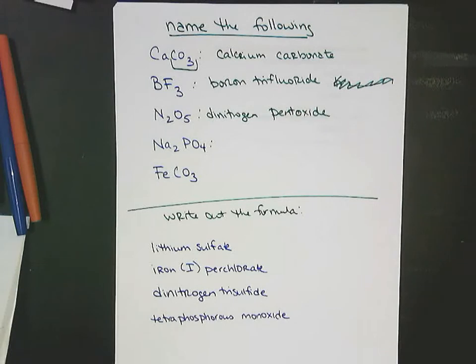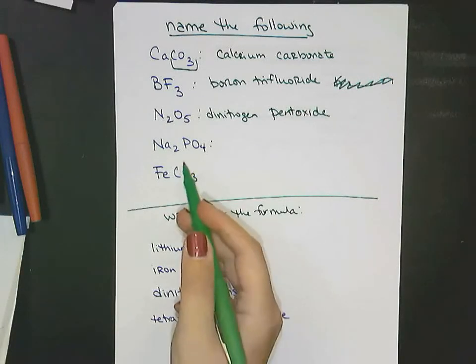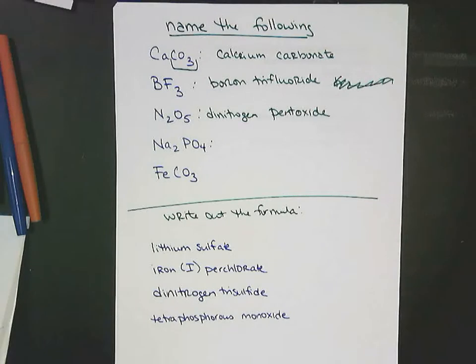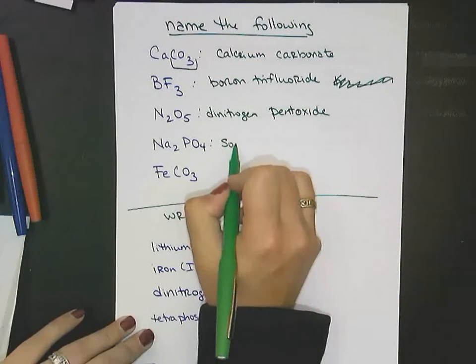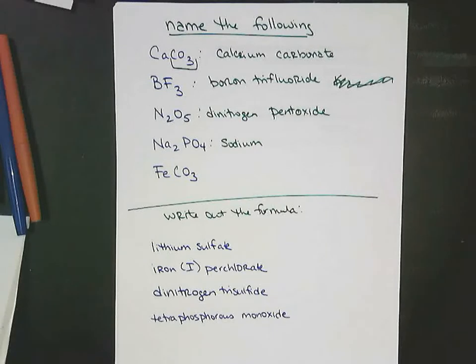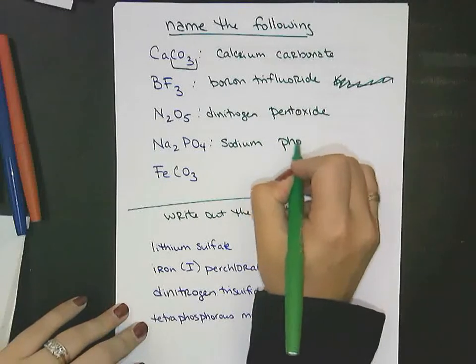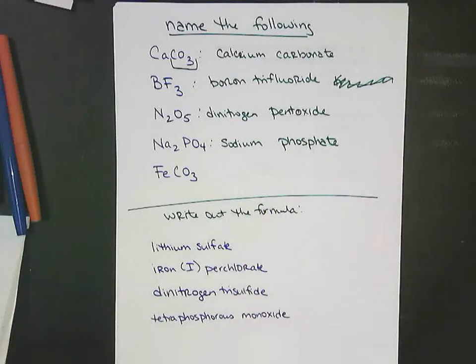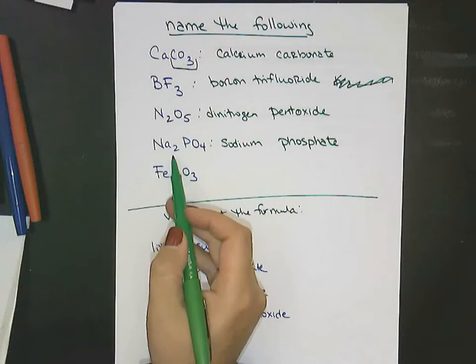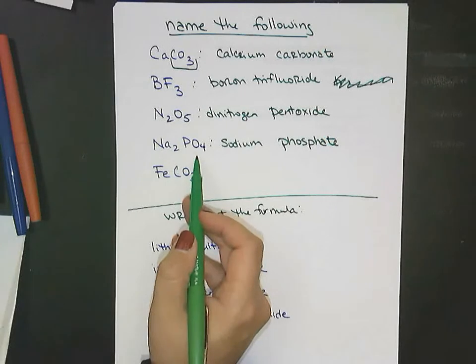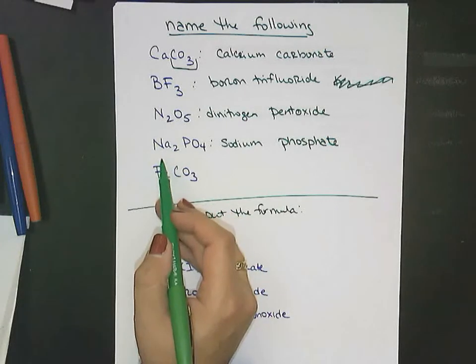What about this guy, ionic or molecular? Ionic, so it's sodium. Do you have to put a Roman numeral? Nope, because it's not a transition metal. So you don't acknowledge the 2 at all? Nope. So then just sodium phosphate. So there's 2 sodiums, but you would know that because phosphate's always -2, and sodium's not a transition metal. It's always, always, always +1. So you don't have to tell me the Roman numeral.